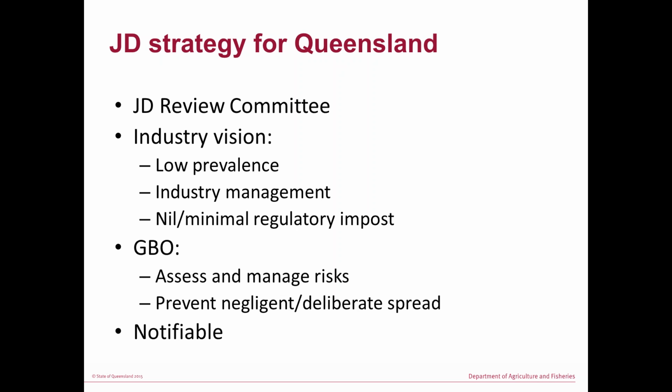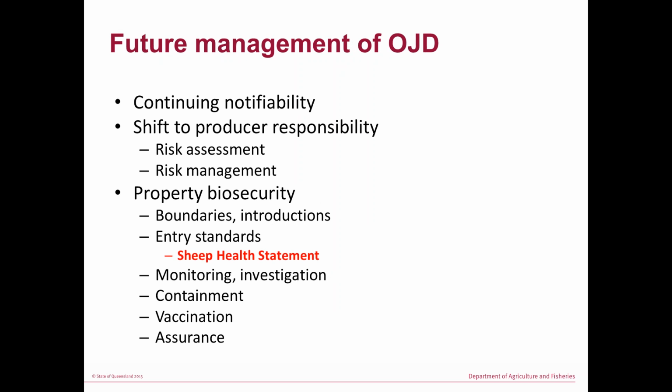The only part of Johnes disease management into the future in Queensland which will be regulated will be that Johnes disease remains notifiable. The purpose of notifiability of Johnes disease is in order to credibly certify herds and flocks for export. The future management of Johnes disease relies on producers taking responsibility for assessing risk and managing risk.